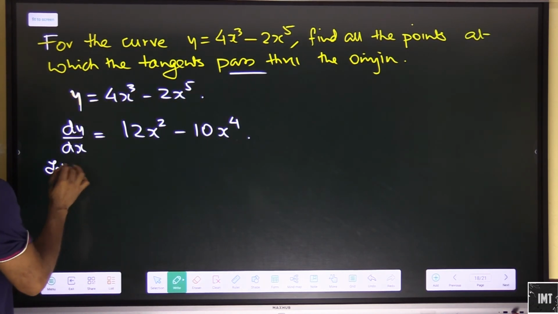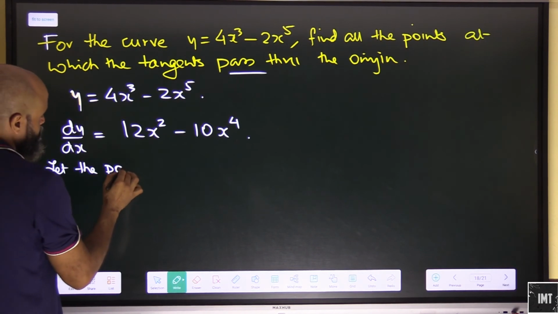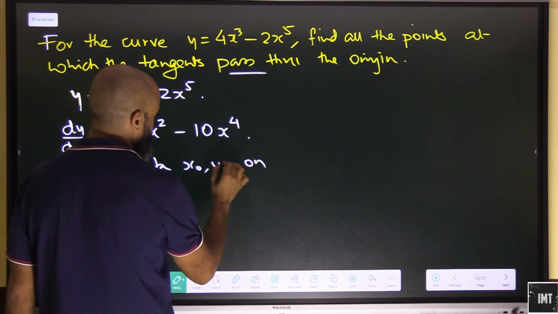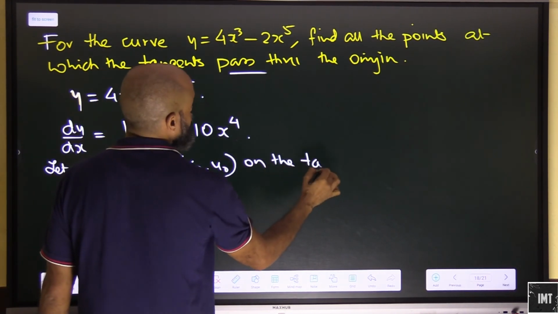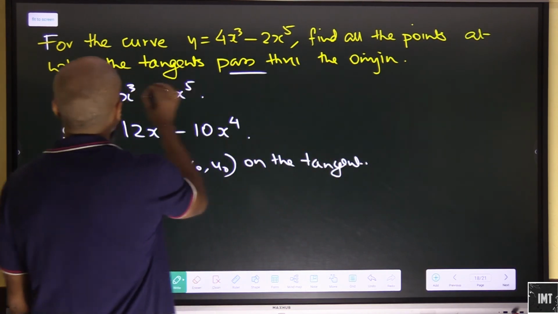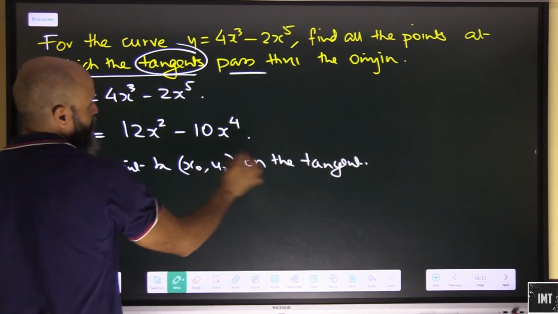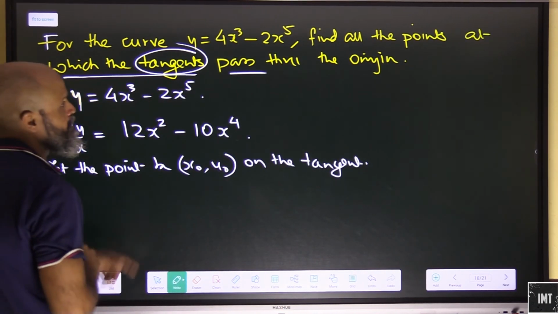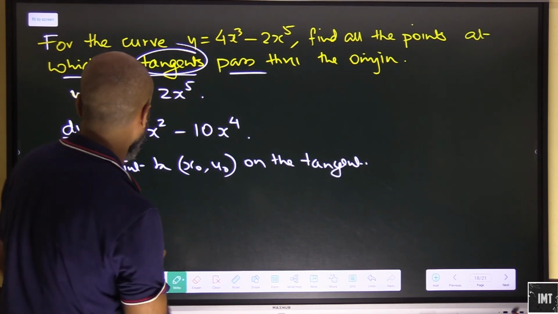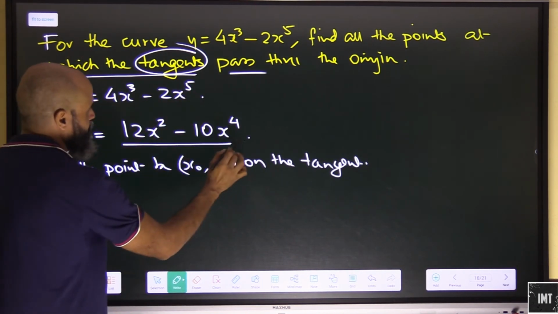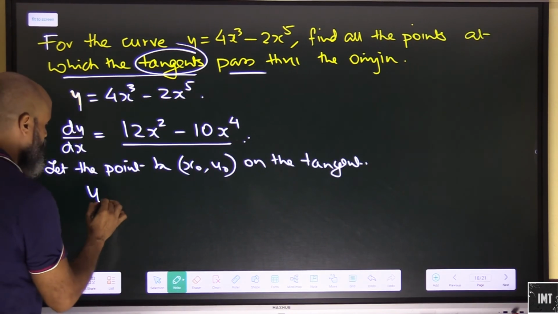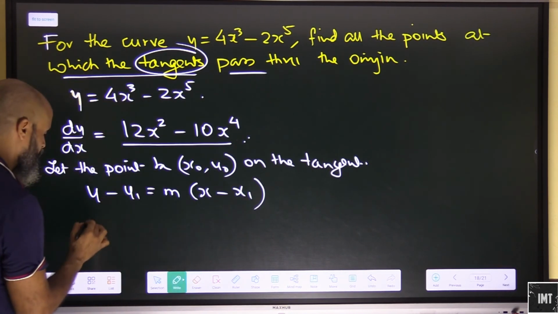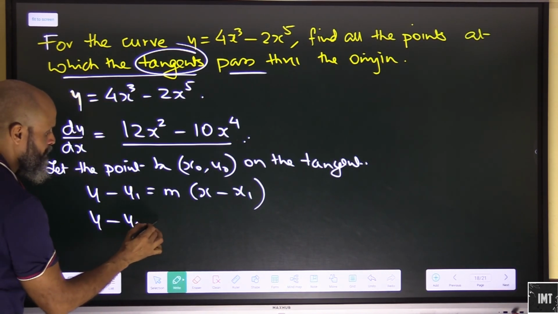Let the point be x0, y0 on the tangent. Find all the points at which the tangent passes through the origin, so we have to basically find the tangent. So let's pick up one tangent here. Now since it has this slope, we can say y minus y1 is equal to m into x minus x1. So here we will have y minus y0 is equal to m.